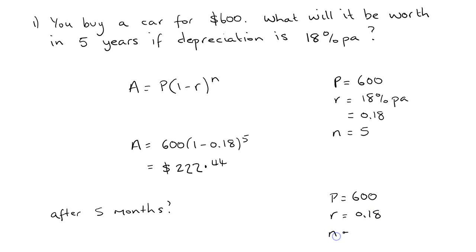But what we are going to change is our N. So that is our time period, and we have to have it in years, the same as R. So instead of 5 months, we have to change that into years. So N becomes 5/12 of a year.